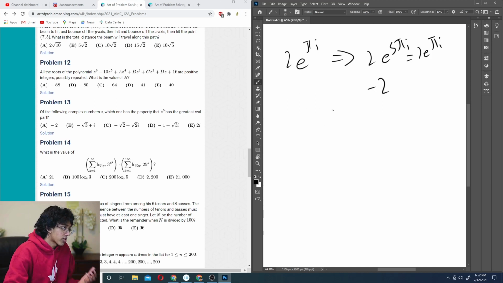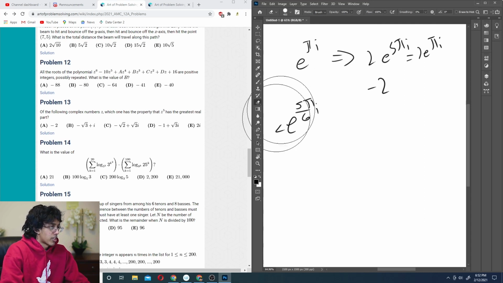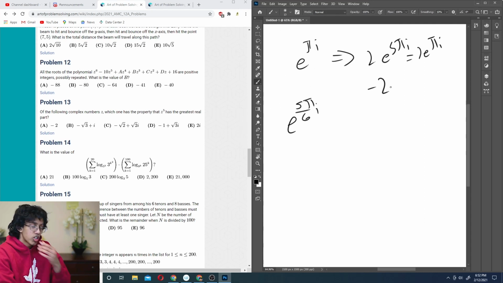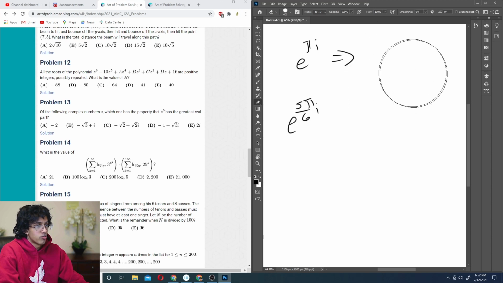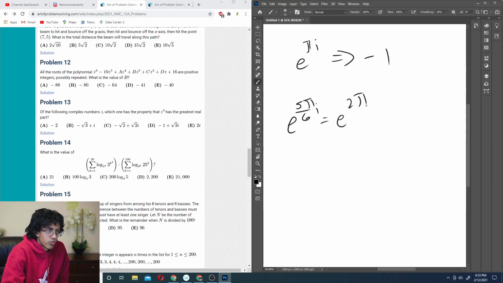Alright. Then for the next one, it is negative root 3, 1. So that's 2 e to the 5 pi over 6 i. The magnitude doesn't really matter because they're all magnitude 2, so we can just ignore that. We'll just make everything 1. If you multiply this by 5, you get e to the 25 pi over 6 i. So if you reduce it, that's just equal to e to the pi over 6 i, which is equal to root 3 over 2.